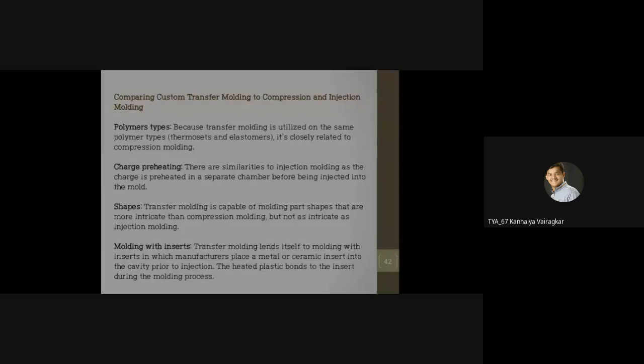Okay, then the shapes. As we are putting the material by using the sprue mechanism, and the size of the sprue is very small, any kind of intricate shape you can easily obtain by using this transfer molding. But if there is a large size component having less complicated shapes, then compression molding is preferred. Whenever complicated or intricate shapes are there, transfer molding is preferred over compression molding. And inserts, we discussed, inserts are possible with transfer molding rather than compression molding.